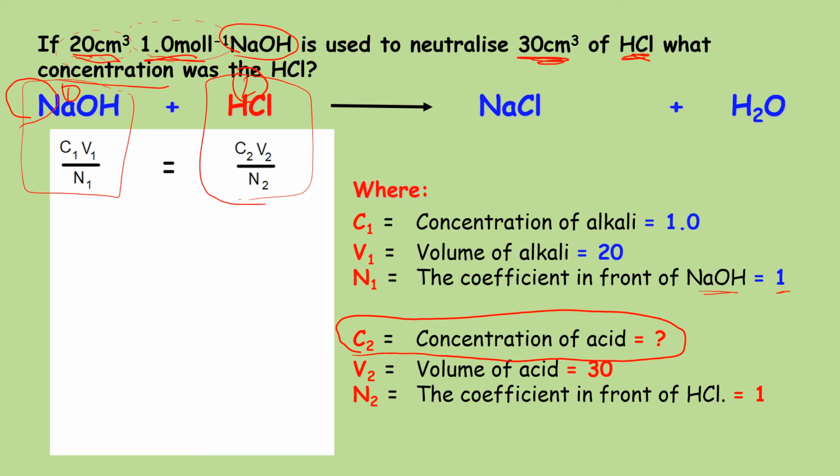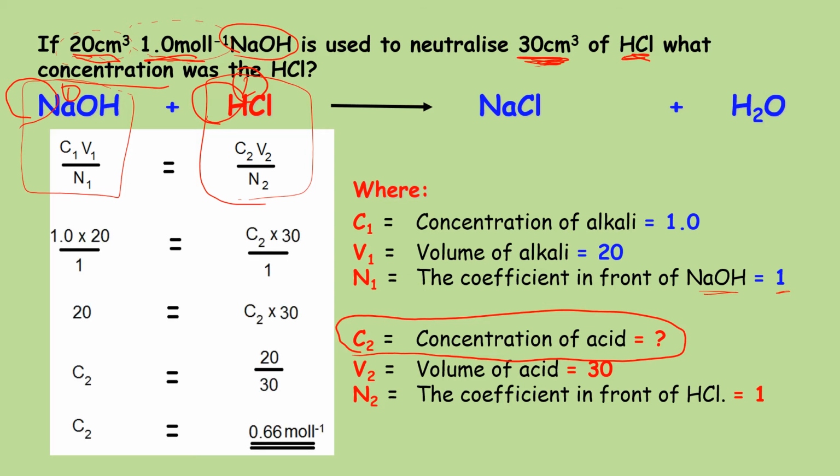So what's the volume of the acid? So again, from the question, it's 30 centimeters cubed. So 30 is V2. The coefficient in front of the hydrochloric acid, so that's where we're looking here. The number in front of the hydrochloric acid, there isn't one, so the number is 1. Okay, so what we do next is we just plug those numbers in. Okay, so here if you have a look, C1 becomes 1, V1 becomes 20, N1 becomes 1.